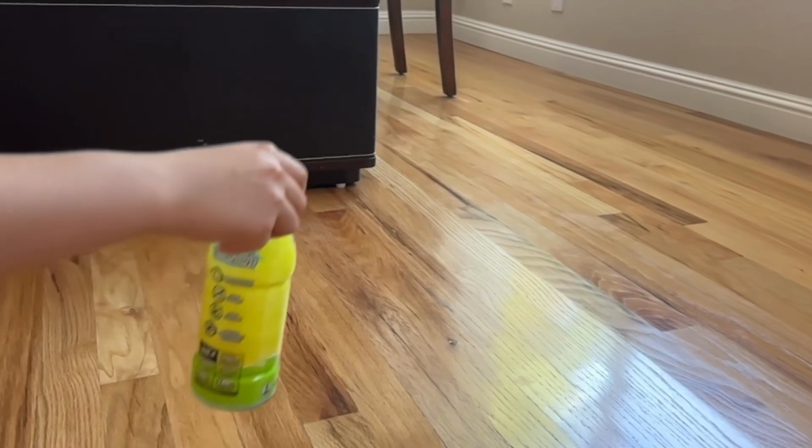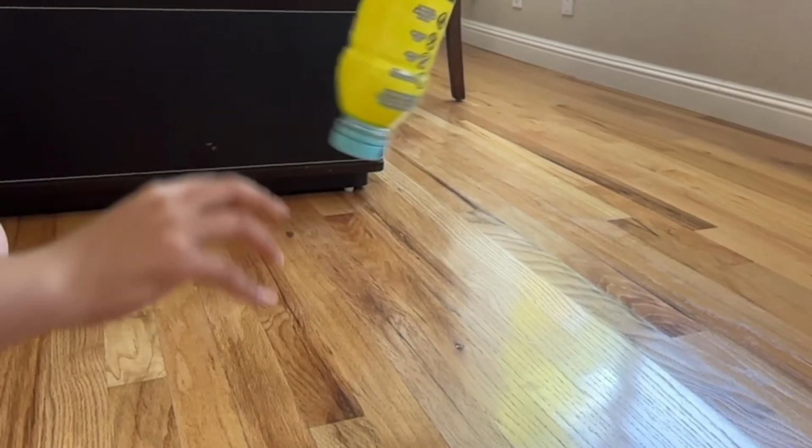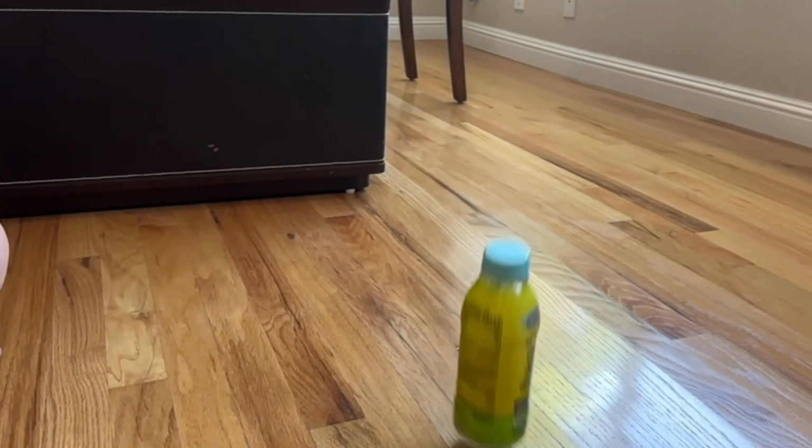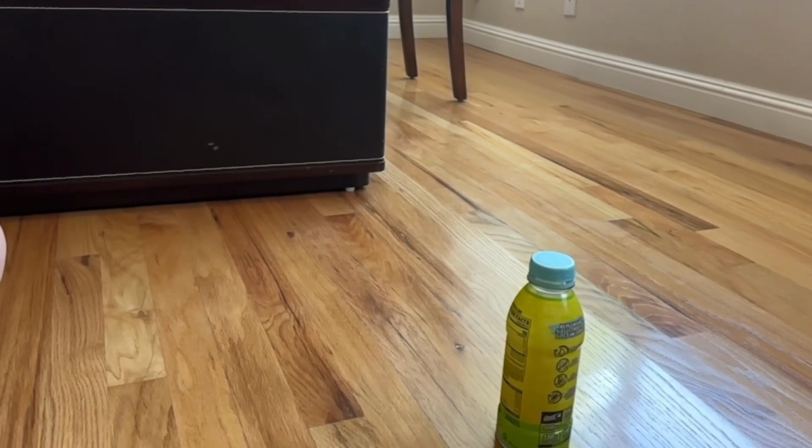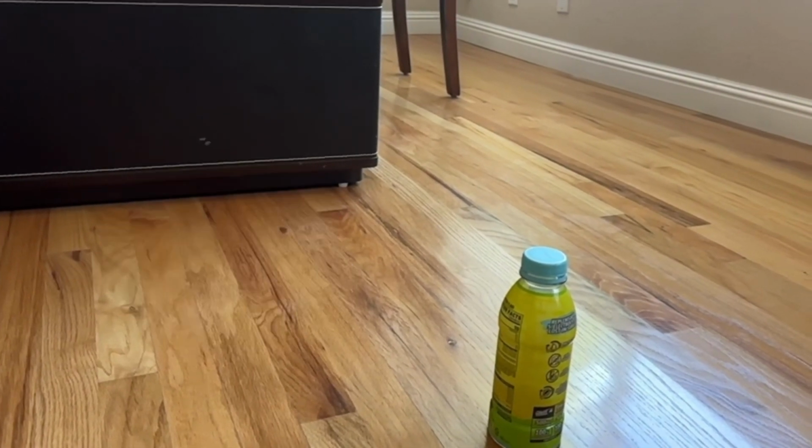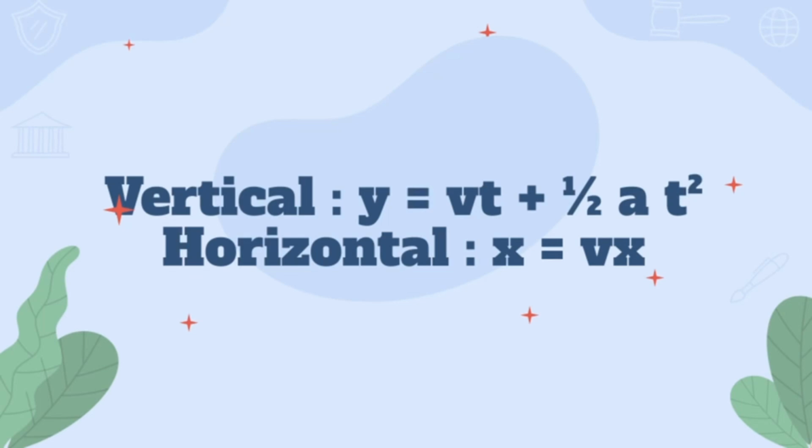When I launch the bottle, it follows a curved path through the air. This is a classic example of projectile motion under the influence of gravity after the bottle leaves my hand. The motion breaks down into two parts. Vertically, it accelerates downward at 9.8 meters per second squared, described by y equals v times t plus 1/2 a t squared. Horizontally, it moves at a constant speed, x equals v times t.